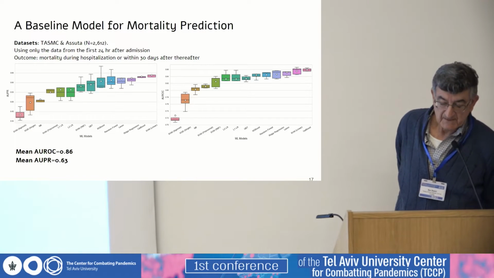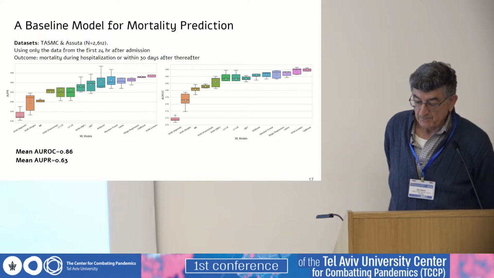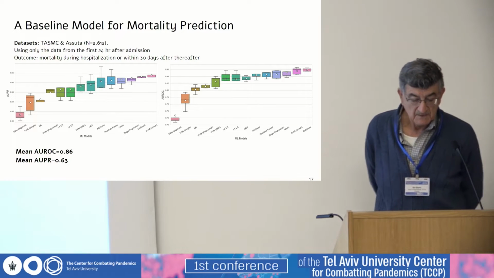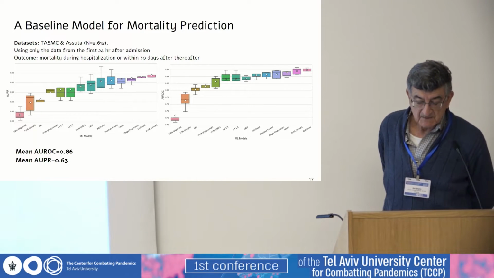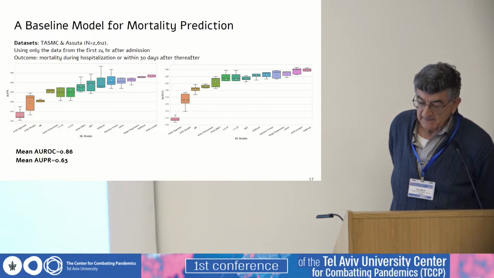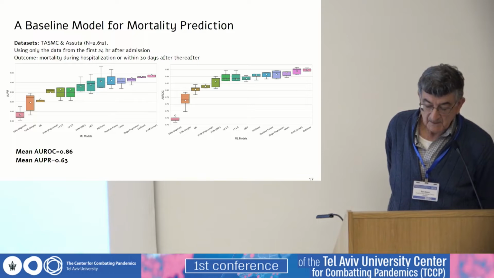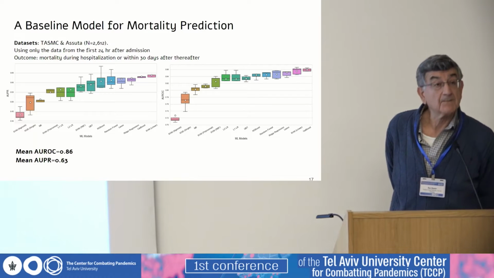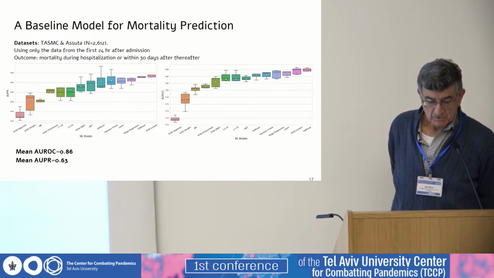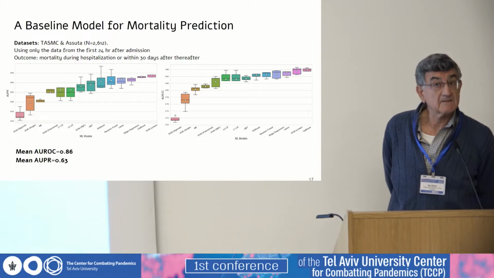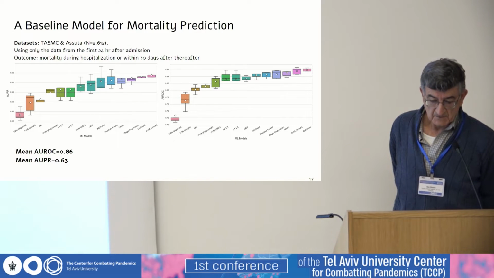You see here the results of the different models that we tried in terms of AUROC. Again, CatBoost is winning. In terms of AUPR, a linear SVM happens to be the best model. So here we are predicting mortality, not deterioration.